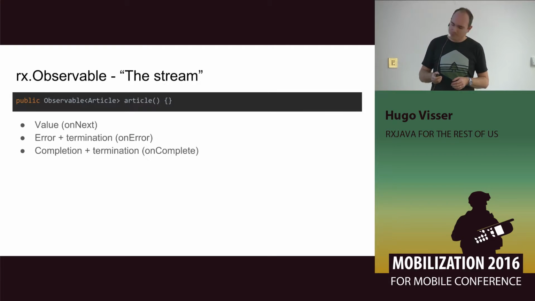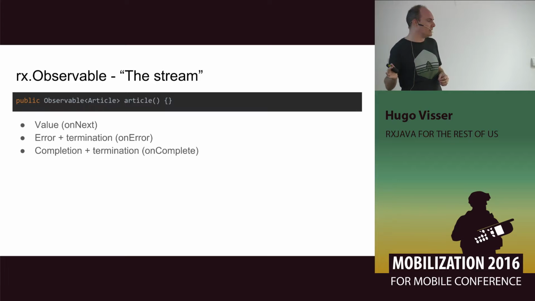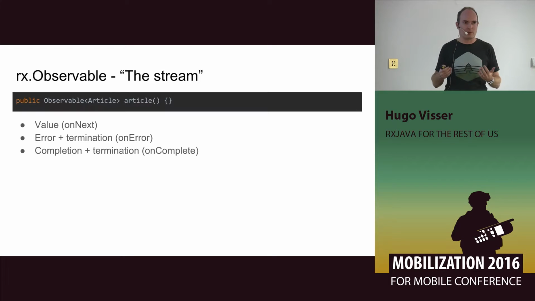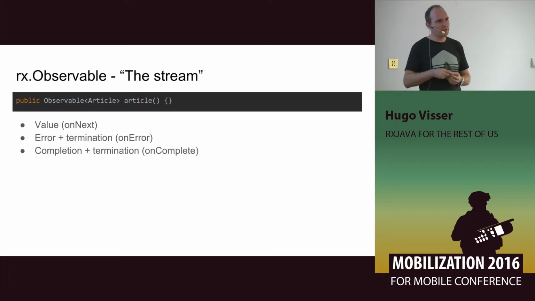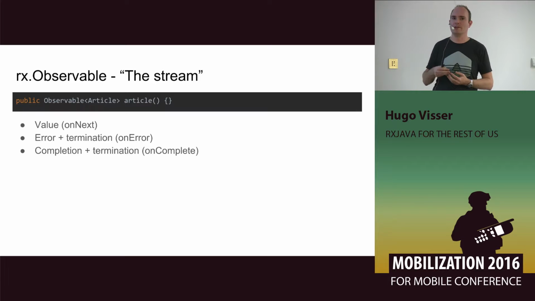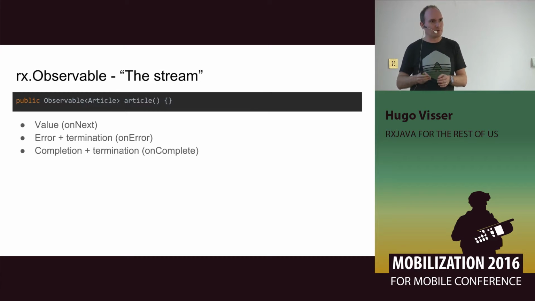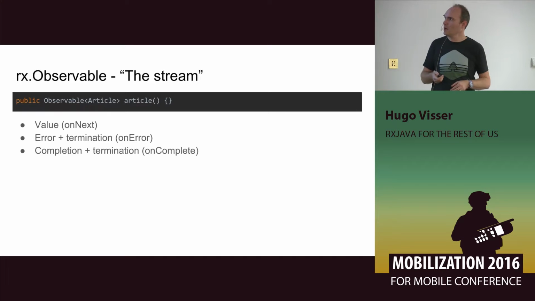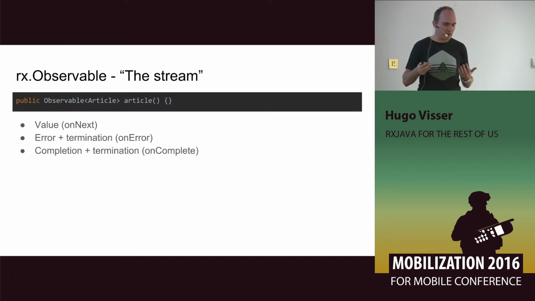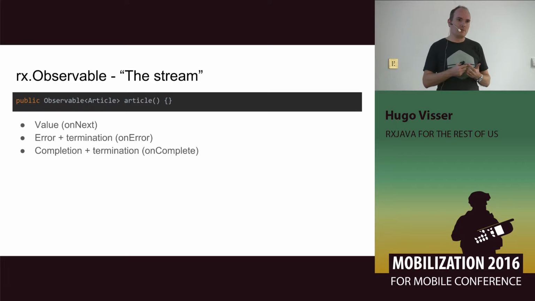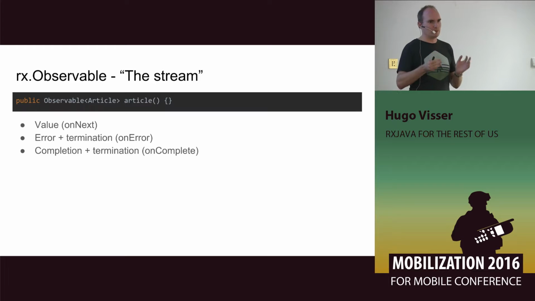And how does that work? This observable basically is emitting events, and there are 3 types of events. There's the value event, which comes back in the onNext method, and that means that every time an article is produced by this observable, you will get a callback. And there's a second type of event, which is the error event, which would result in termination of the observable at that time. So if you get an error from this observable, you are ensured that no other events are coming.